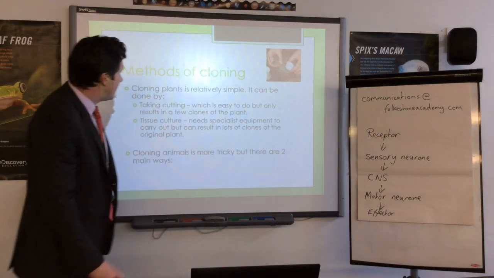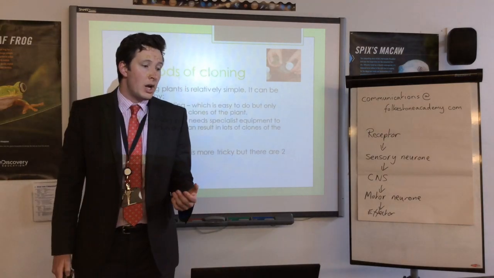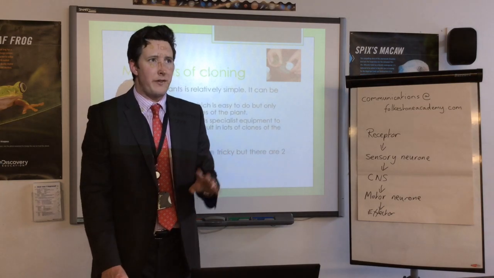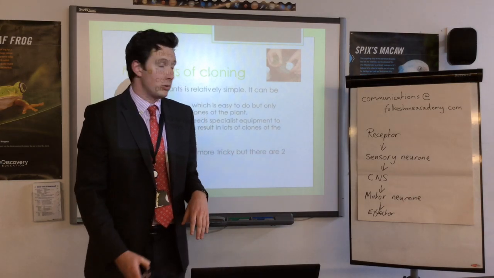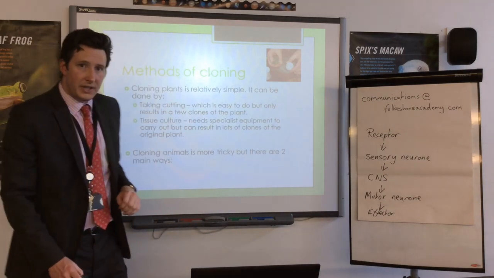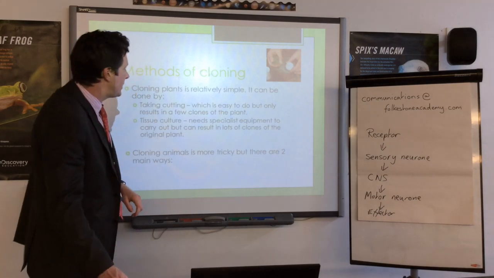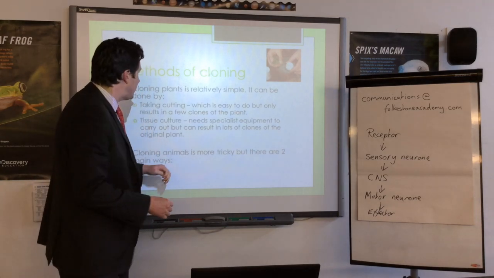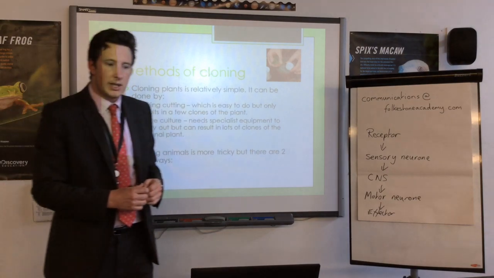Linked to this, you need to know that there are a few methods of cloning plants and animals. You need to be aware of about four, two for plants, two for animals. Methods of cloning plants are relatively simple. My nan does it in her garden at home. She does it by taking cuttings, and cuttings are simple.